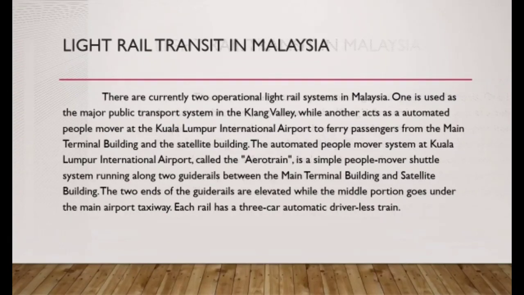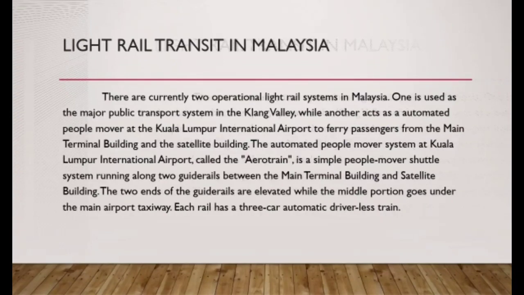My part in the presentation is light rail transit in Malaysia. There are two light rail systems operating in Malaysia. One is used as the major public transport system in the Klang Valley, and another as an automated people mover at Kuala Lumpur International Airport, ferrying passengers from the main terminal building to the satellite building.